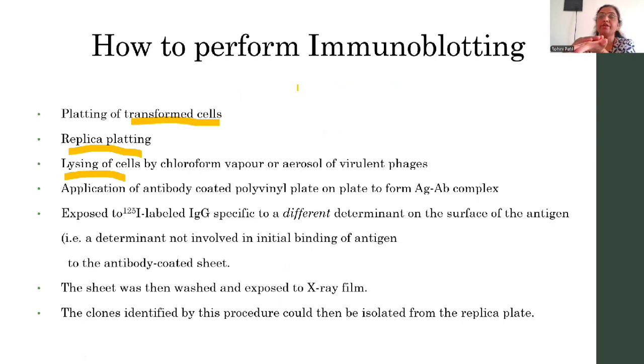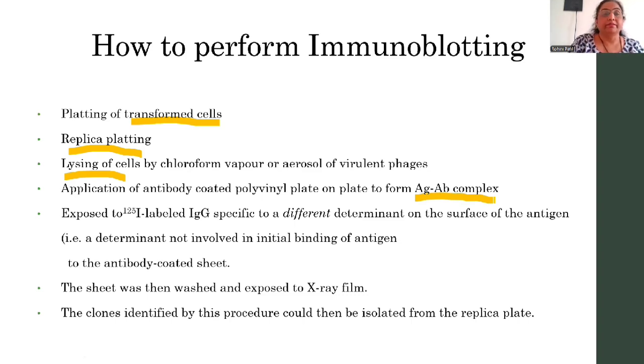Here is your plate which has been lysed with chloroform or the aerosol, and on those cells you are going to place your polyvinyl plate. And the polyvinyl plate is coated with what? It is coated with the antibody. As it is coated with the antibody, that antibody interacts with the antigen, and there is formation of a complex called an antigen-antibody complex.